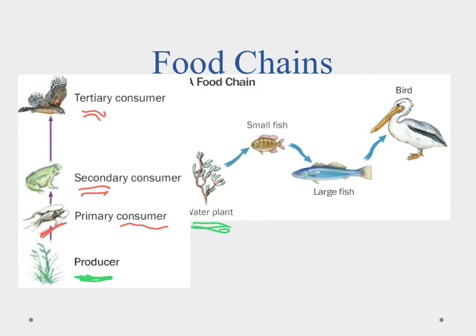Now we can have the same type of situation in an aquatic environment where we have our seaweed or our water plants, which are going to be fed upon by a small fish, which is going to be our primary consumer. And those small fish in turn are eaten by larger fish, and that larger fish is going to be eaten by a pelican or a larger bird, which would be our tertiary consumer.